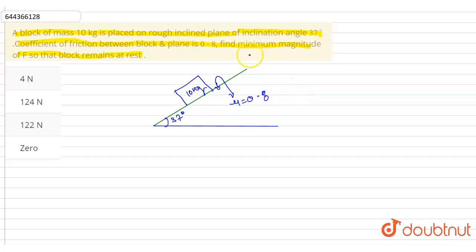Now we have to find the minimum magnitude of force so that the block remains at rest. So for finding that force, we have to analyze the movement of the block. If the block is moving in downward direction, then we have to apply the force in upward direction. And if the block is moving in upward direction, then we have to apply force in downward direction. So for finding the movement of the block, we have to draw the free body diagram of the block. So let me draw it.